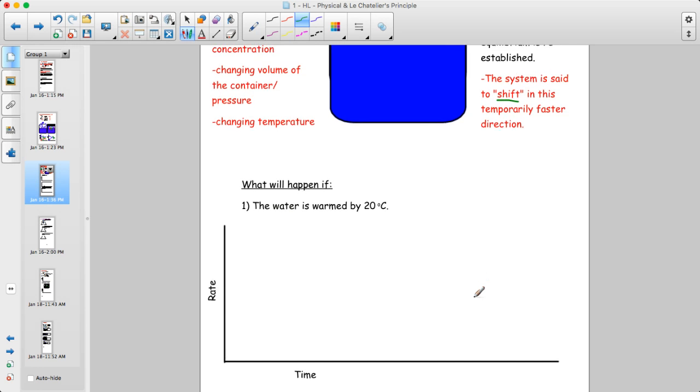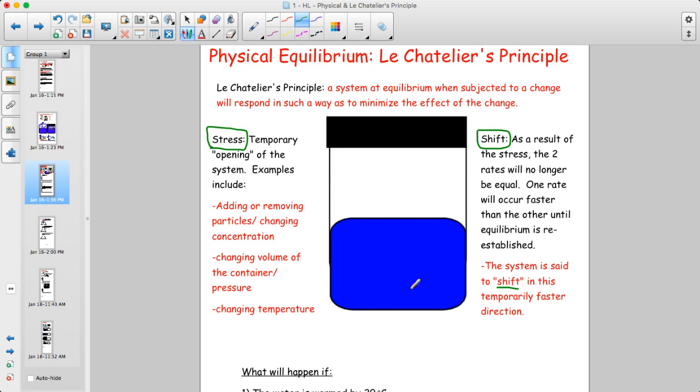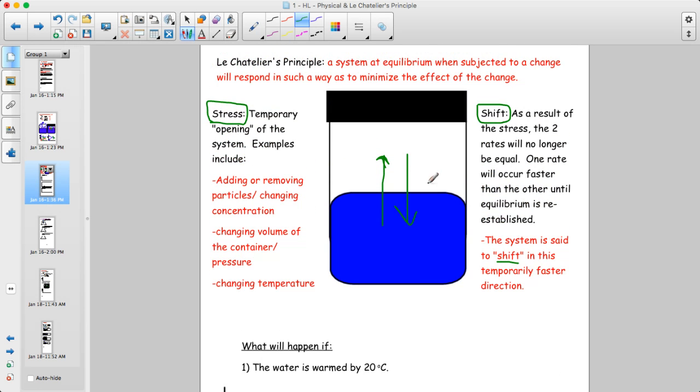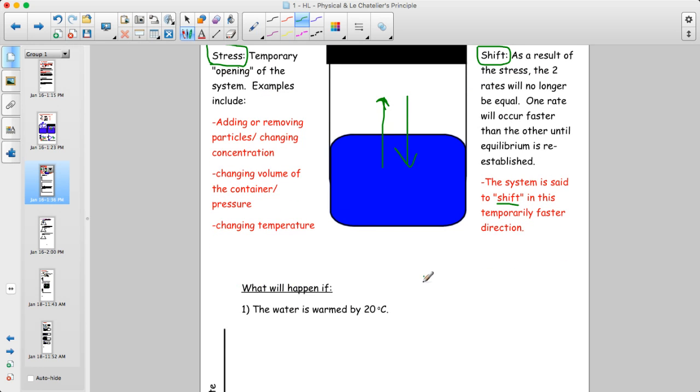Okay? So for example, with this physical one, right? If we had the same system, and now we're going to imagine that it's at equilibrium already. So we've got the equal and opposite changes occurring, evaporation and condensation, and there's lots of gaseous water up there. If the water is warmed by 20 degrees Celsius, then which of these rates would that favor more? Well, you probably have some sort of intuition that warming the water up, so essentially adding heat, is going to favor evaporation. The hotter the water is, the more likely the water is to go to the gas phase.